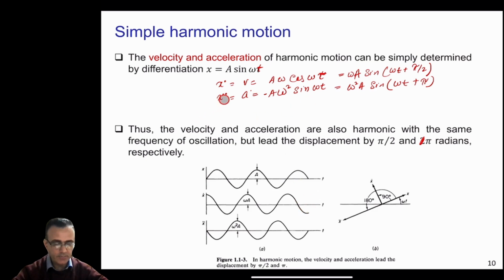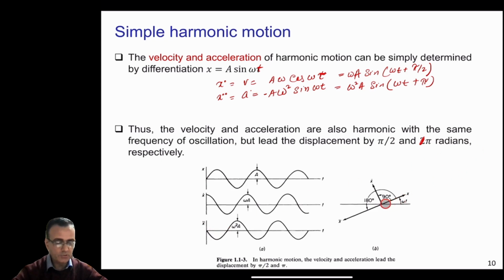And similarly, if you plot x double dot, which is acceleration, you will get a plot which is again a sine function, but arranged a bit differently, because you are multiplying this with a negative sign. And again, you can see here that the velocity is leading the displacement by 90 degrees, and then acceleration is leading the displacement by 180 degrees.